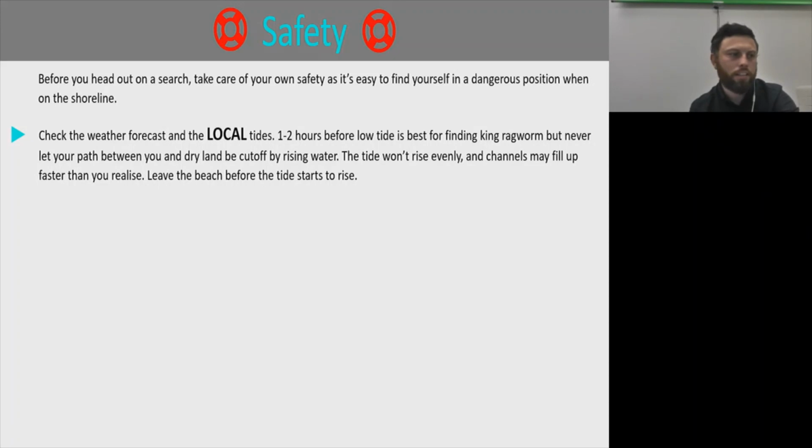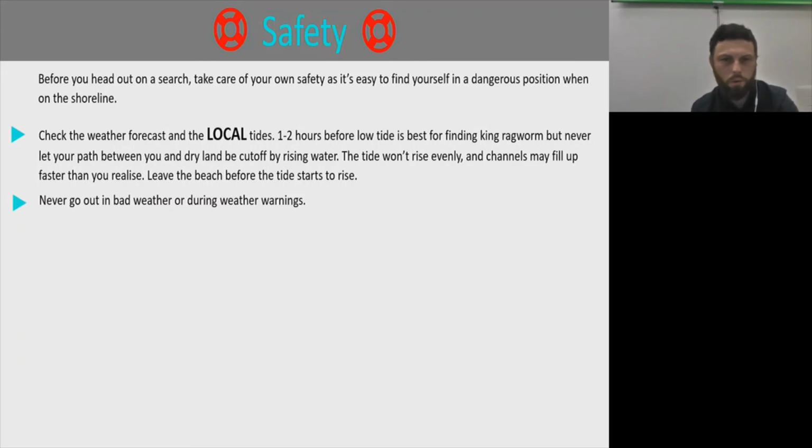Check local tides and the weather forecast. Try to go out 1 or 2 hours before low tide and leave before low tide starts to rise, because it's too easy to get caught out. The tide won't rise evenly and channels may fill up faster than you realise, and before you know it, behind you is deep water and you're trapped. So never let yourself get into that position. Always keep an eye on where the water is and leave before it's too late.